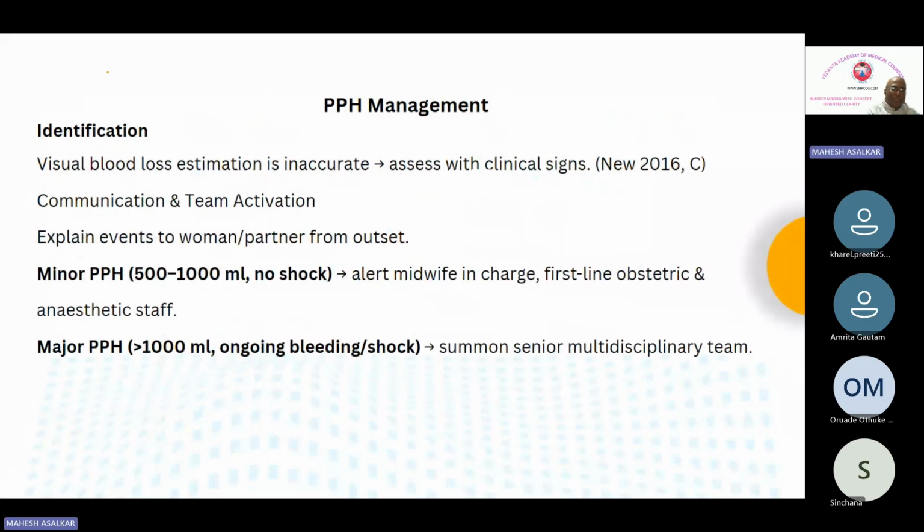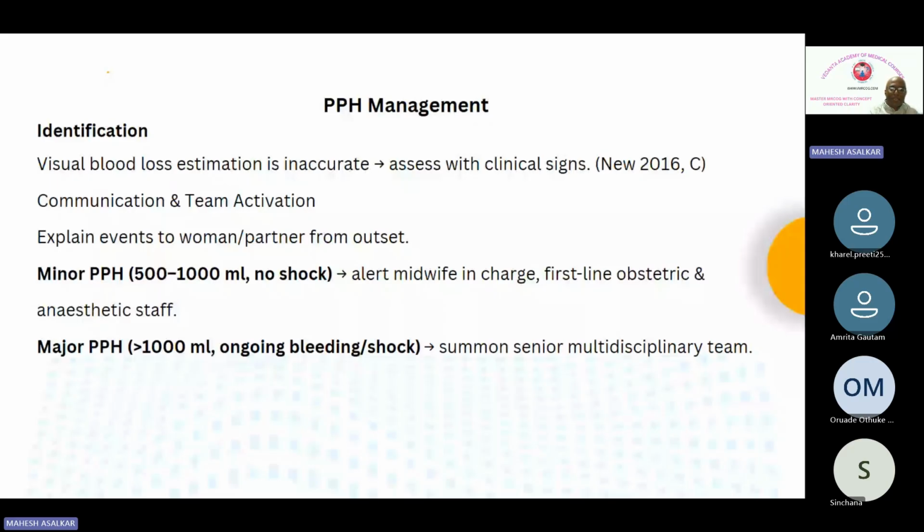Then PPH management. How will you identify? Visual blood loss estimation is inaccurate. Assess with clinical signs. Communication and team activation: explain events to the woman and partner from the outset. Minor PPH is around 500 to 1000 ml with no shock. Alert the midwife in charge and first line obstetric and anesthetic staff.